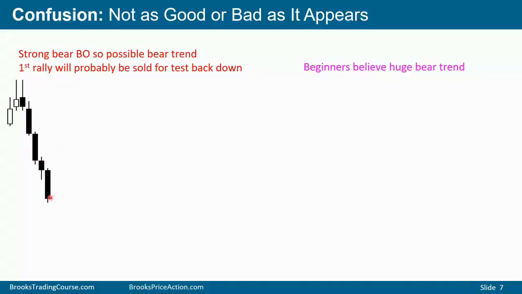Beginners will look at this and they'll only consider one possibility, bear trend. But that's not the only possibility. Realistically, a strong sell-off like this is either the start of a bear trend or a bear leg in what will become a trading range.